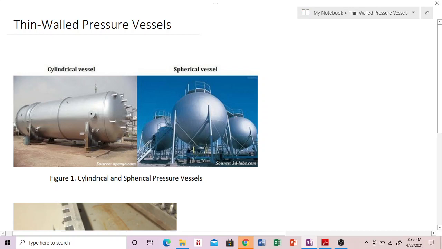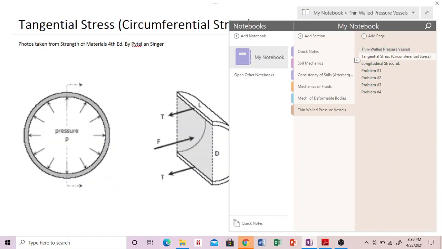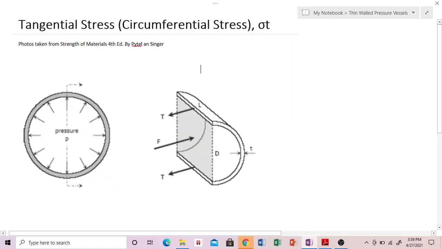Now, we are going to derive the formula for the internal stress, or the stress of the material. So, let's say, for example, kung yung vessel natin is made of steel, ano ba yung stress within the material? Okay. So, let's proceed to the next page. We have what we call the tangential stress, class.